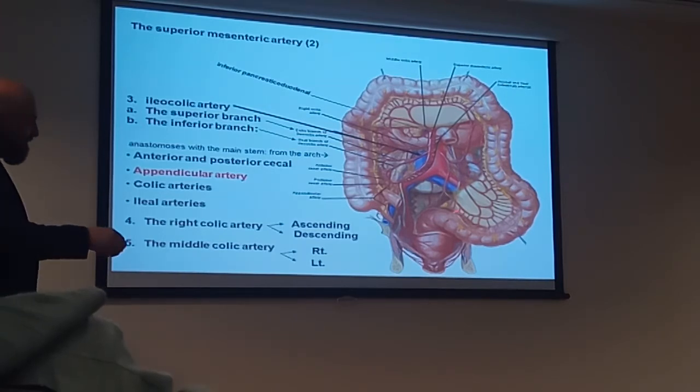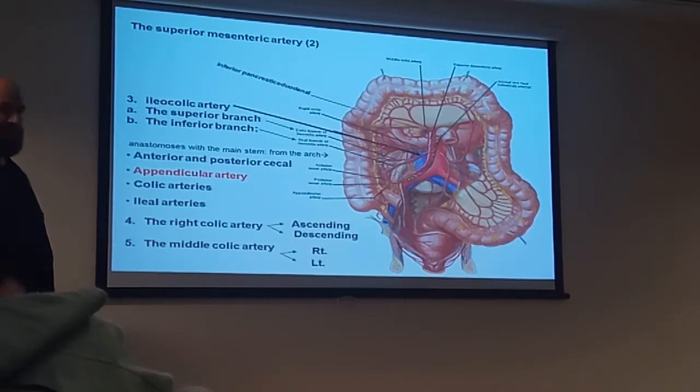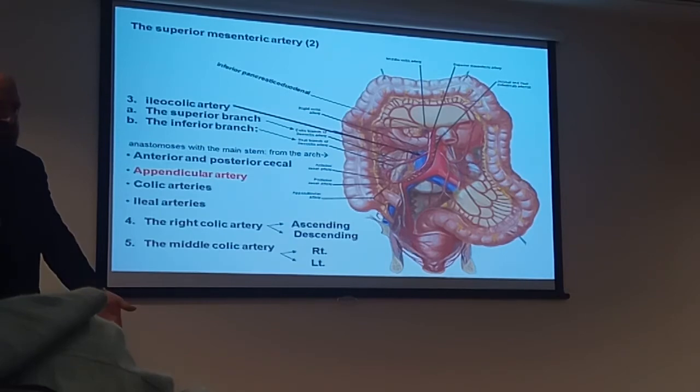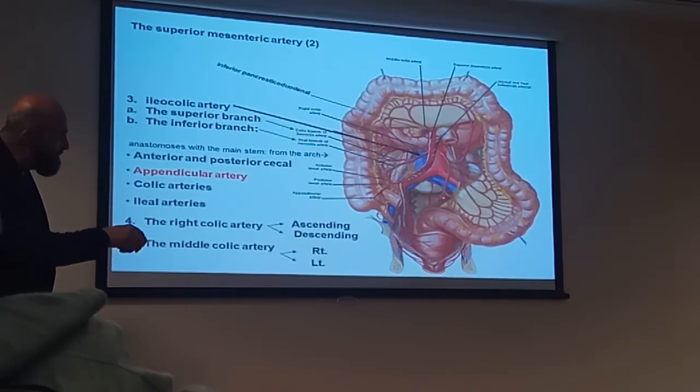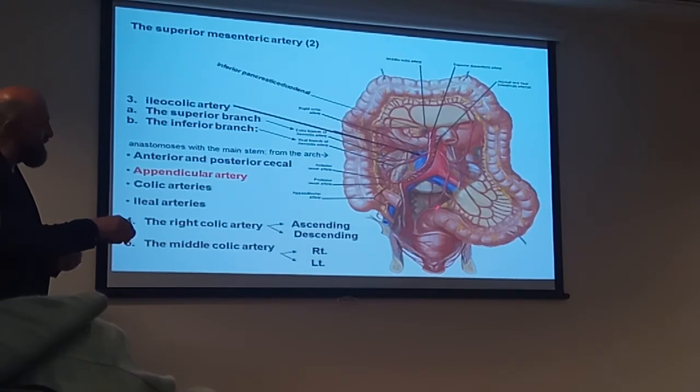And then what do we have? Sigmoid. So we're going to have 4 to 5 sigmoidal arteries. And then what do we have? Rectum. We're going to call that the inferior mesenteric artery. After it gives the sigmoidal, it's going to change its name. It becomes the superior rectal artery.